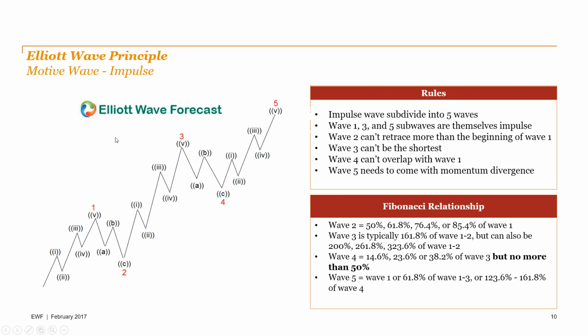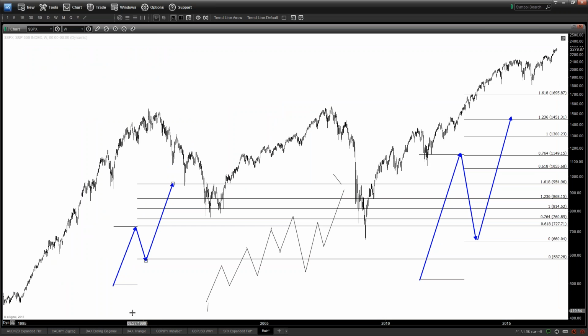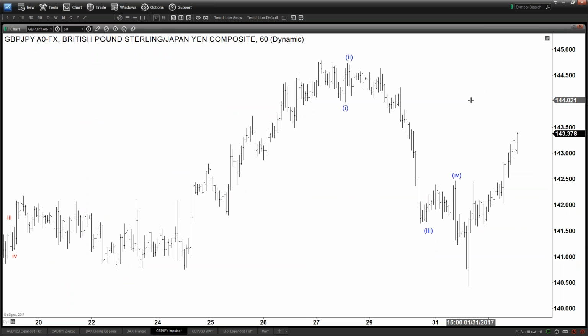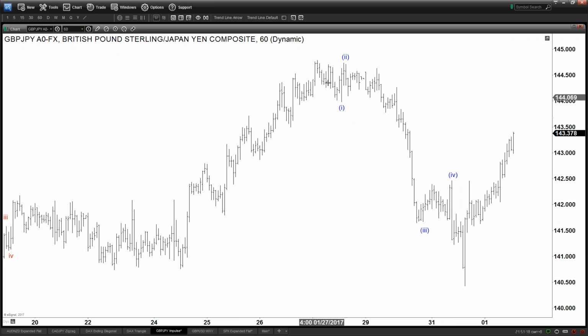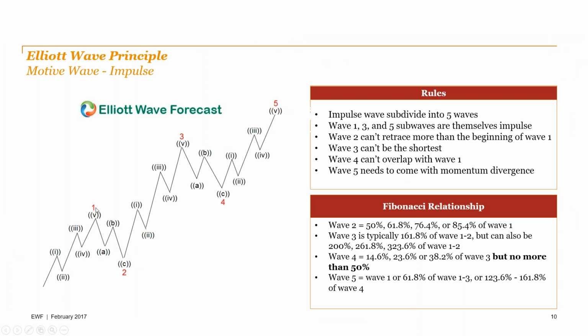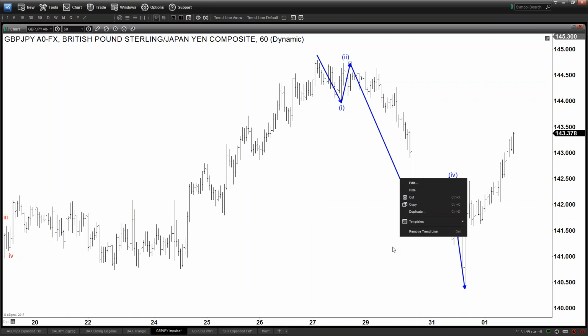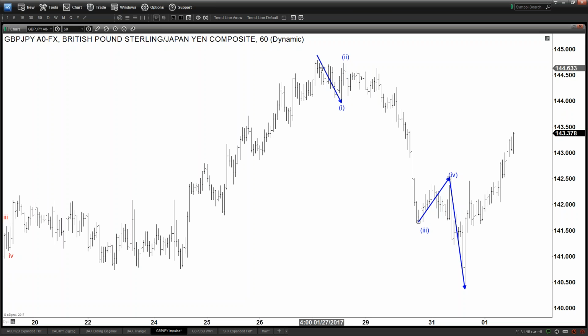Okay? Now let's take a look at an example of an impulse wave. Here's the pound yen 1 hour chart. I erased some of the labels because otherwise you will know the bias. But you notice here, from this peak we have 1, 2, 3, 4, 5. Impulse, 1, 2, 3, 4, 5. And again, here this is subdivided into 5 waves and so on. You notice here that wave 3 is the longest one, typical of an impulse. Now we do not see the internals of this, but this looks like a diagonal here.